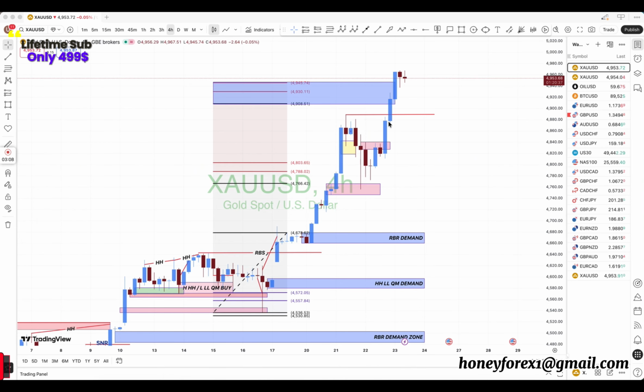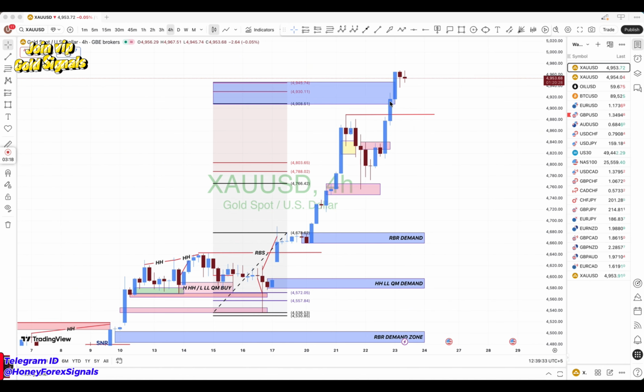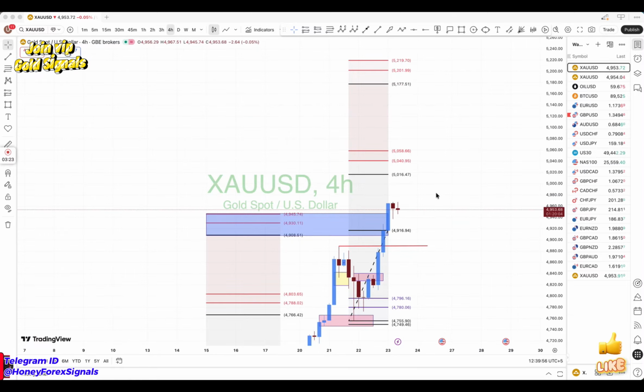And with a closing bullish candle above, we apply Fibonacci here, high to low. This is our low and this is our high, and we find our next target. Look, we apply Fibonacci here, high to low, and now we find our next target: 5,016, 5,058, the 161 reversal zone. And this is our 261 reversal area, 5,177, 5,201.